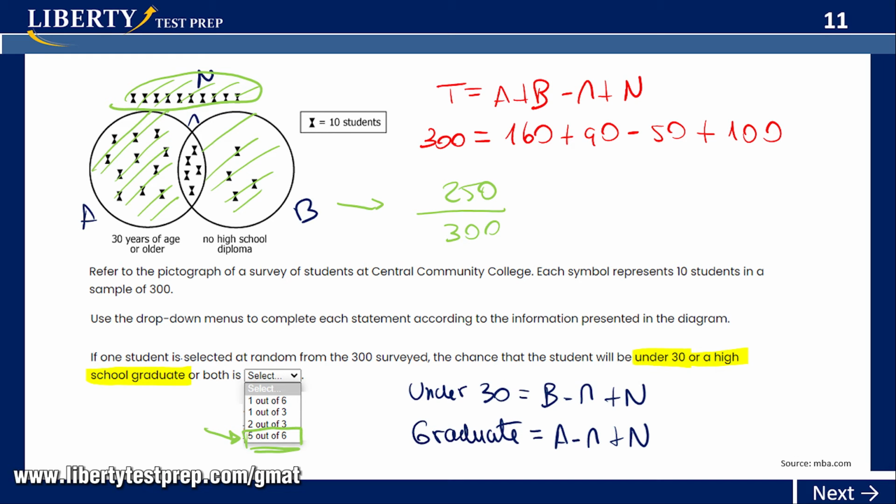A probability is our selection over the total number. So it's 250 people, 25 of these symbols, over 30 symbols, which is 300 people. And you get 25 over 30, 5 over 6, or 5 out of 6, which is the final answer. This one is an easy to intermediate question.